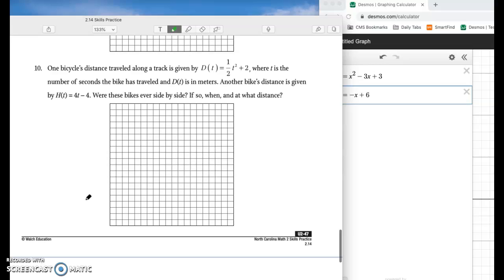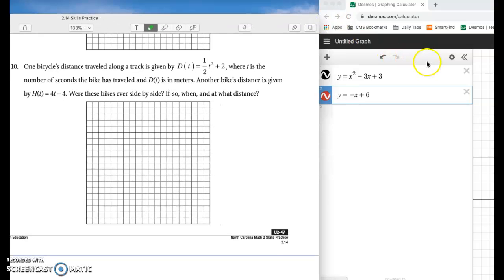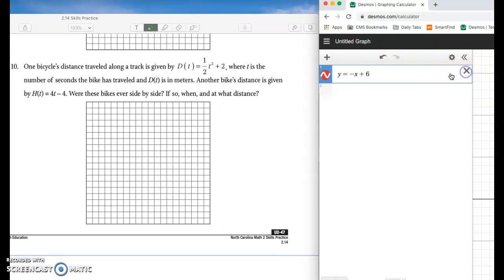So we'll look at number 10 really quickly. One bicycle's distance traveled along a track is given by d of t is equal to 1/2 t squared plus 2. T is a number of seconds, and d of t is in meters. Another bike's distance is given by h of t equals 4t minus 4. Were these bikes ever side by side? If so, when and at what distance? So again, I'm going to go over here and type in my two functions.